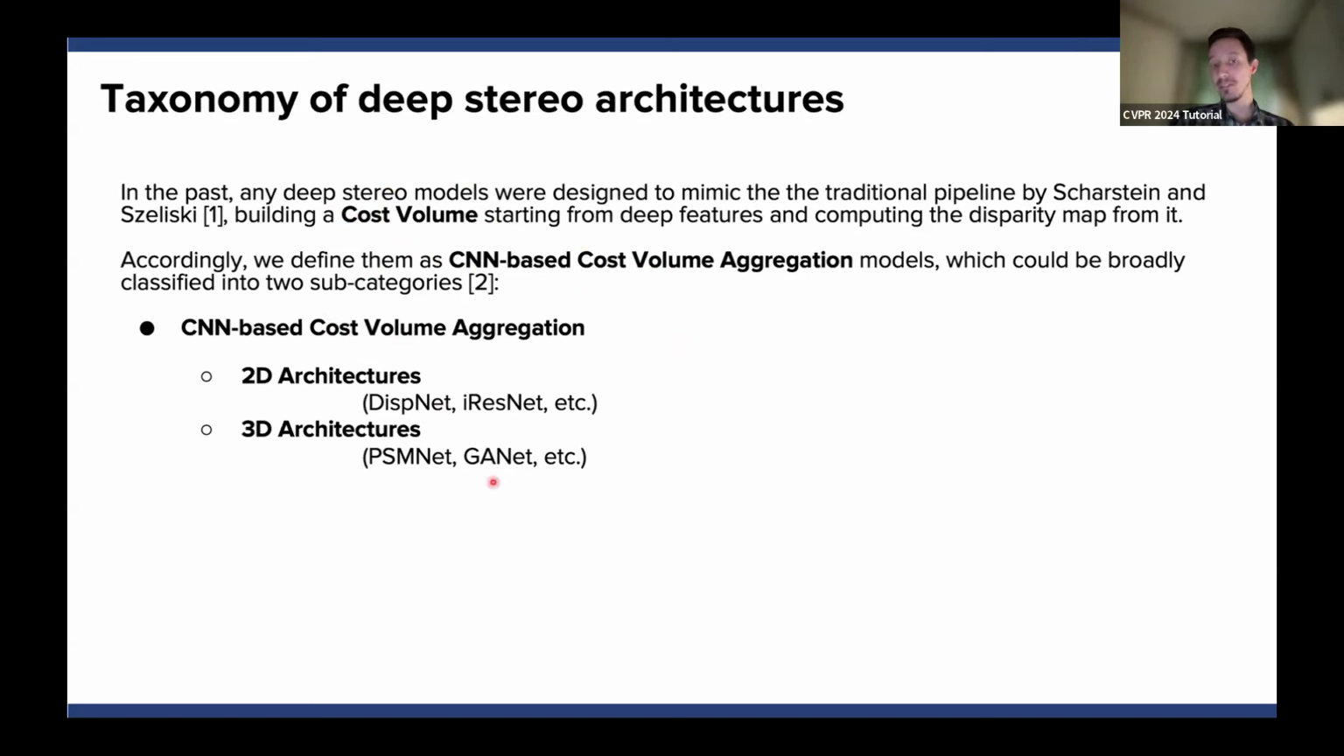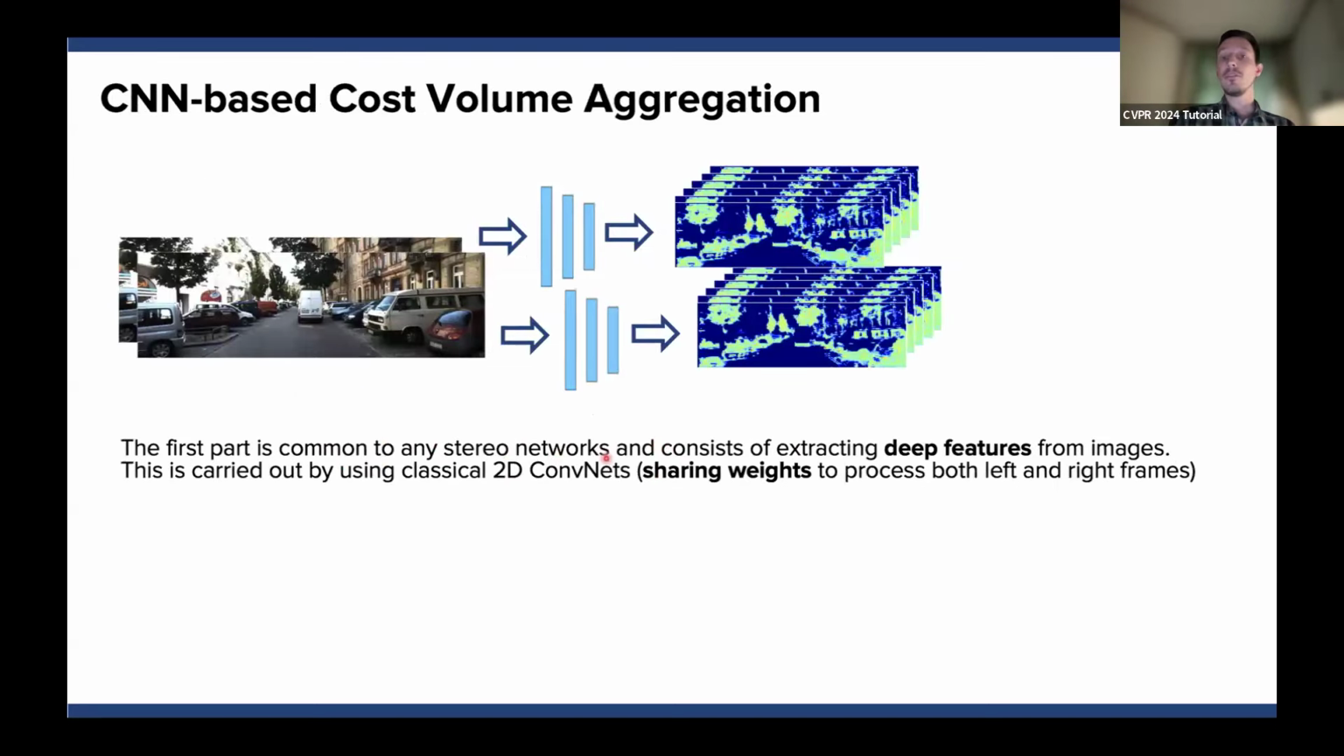And depending on their specific implementation, we identified the 2D architectures and the 3D architectures. From the names, you can already figure out what's the main difference between them. Anyway, we are going to recall it very, very quickly. The first part of a stereo architecture is common to any stereo network. So usually, given the two stereo images, we have a feature extractor that is usually implemented by a 2D neural network that extracts some features from either the left and the right image. Usually, the same feature extractor is used for both, or actually, we use two feature extractors sharing the same weights.